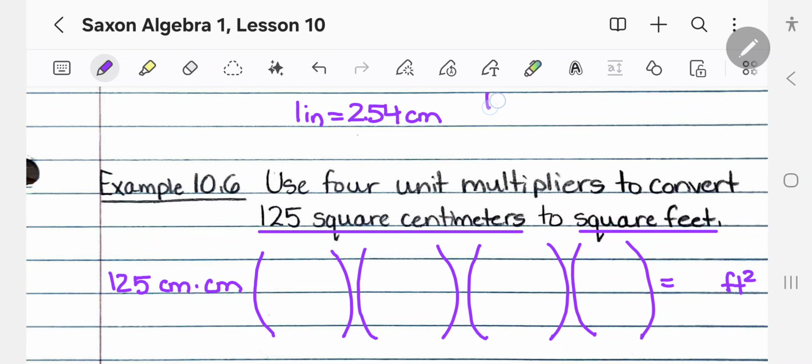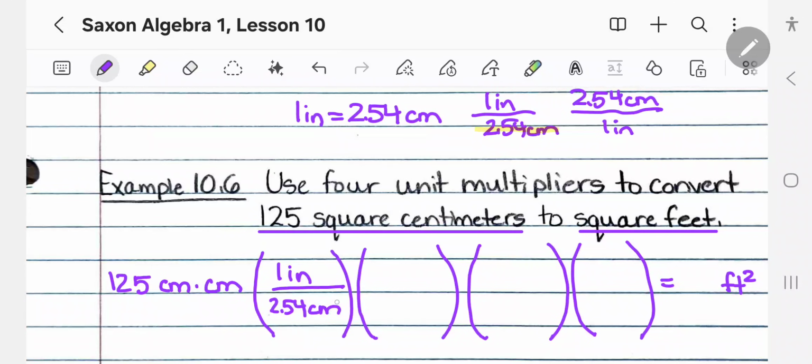So let's use 1 inch equals 2.54 centimeters. And again, we can do that as 1 inch over 2.54 centimeters, or we can do 2.54 centimeters over 1 inch. How do I know which one? Well, I need to cancel these out, so I really need centimeters down on the bottom. So let's see which one has centimeters on the bottom. Let's do 1 inch over 2.54 centimeters. That's going to cancel a centimeter with a centimeter.